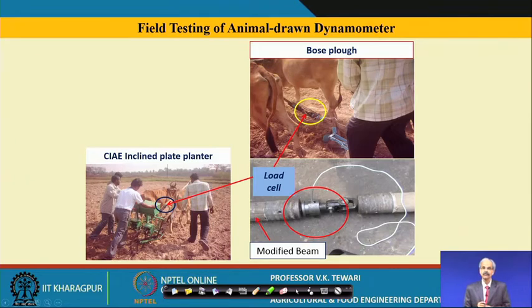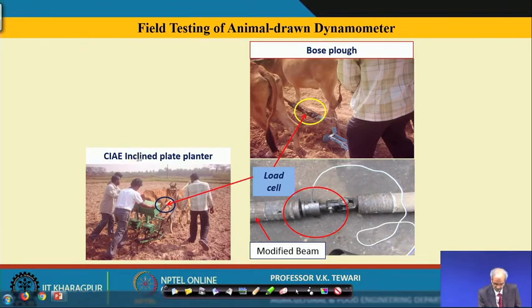We also did field testing, because unless you see the actual thing in field conditions, you may not appreciate it. We wanted people to see how these are being used. Now, where we have used it, you can have a look at this.